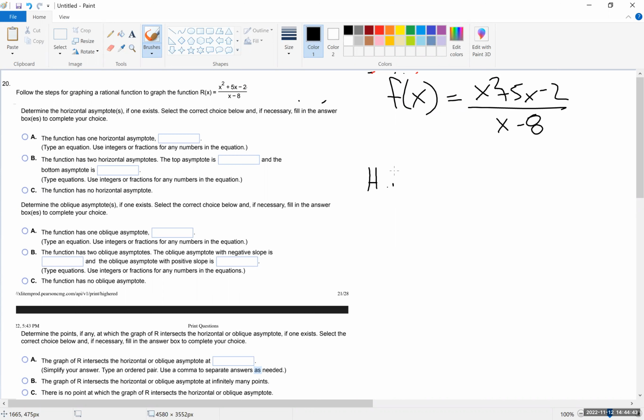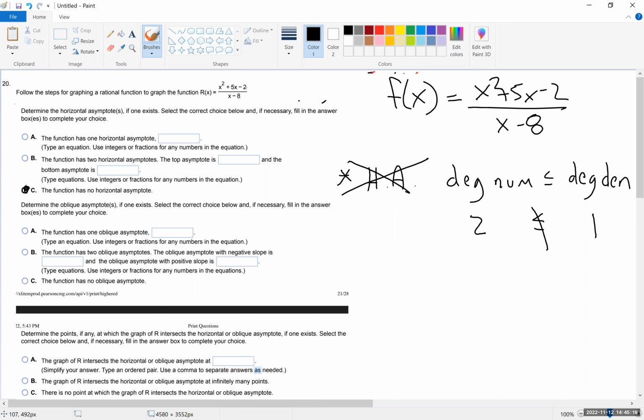So a horizontal asymptote happens when the degree of the numerator is less than or equal to the degree of the denominator. That's when we have a horizontal asymptote. In this case, degree stands for the highest power of x. In ours, the highest power of x in the numerator is 2. The highest power of x in the denominator is 1. So 2 is not less than or equal to 1. There is no horizontal asymptote, so we will select C. There is no horizontal asymptote.